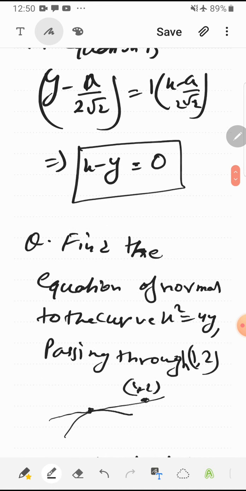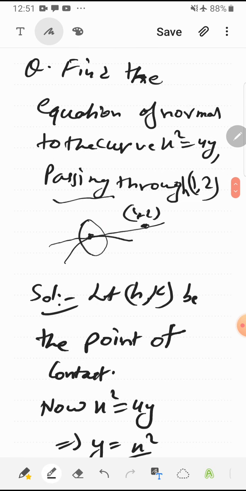Now the next question is a very important question: find the equation of normal to the curve x square equals 4y passing through 1 comma 2. Now students, here the point of contact is not given to us. They are saying the normal is passing through 1 comma 2, not at 1 comma 2. So this 1 comma 2 is not the point of contact. This point we have to keep in our mind. So what should we do? First of all, let us find the point of contact.